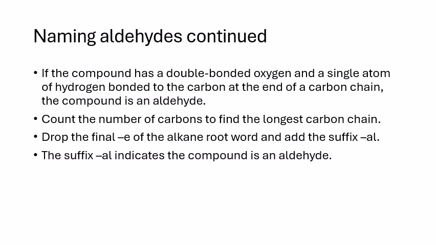Naming aldehydes continued. If the compound has a double bonded oxygen and a single atom of hydrogen bonded to the carbon at the end of a carbon chain, the compound is an aldehyde. Count the number of carbons to find the longest carbon chain. Drop the final E of the alkane root word and add the suffix AL. The suffix AL indicates the compound is an aldehyde.